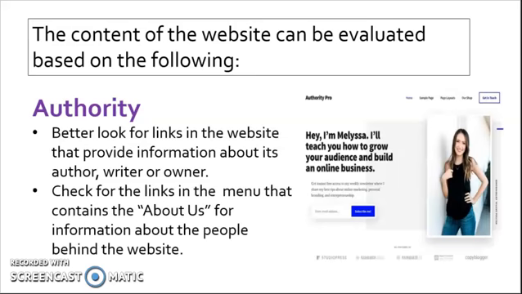Always check for the links in the menu that contain the About Us for information about the people behind the website. Now, an online portfolio of the website owner or a list of citations that the writer or the author has written may be a credible source of information. So always look for authority in the content of a website.